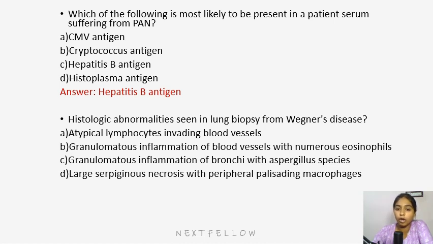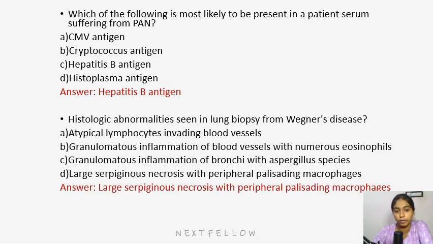So here the abnormality seen in Wegener's. You should know the histopathology finding in every vasculitis. Okay. Atypical lymphocytes invading blood vessels, these are not seen. Granulomatous inflammation of the blood vessels with numerous eosinophils: numerous eosinophils as well as granulomatous inflammation is seen in Churg-Strauss syndrome. Okay, so this is also ruled out. Granulomatous inflammation of the bronchi with Aspergillus species, this is wrong. The next is large serpiginous necrosis with palisading macrophages. This statement is true. Okay.